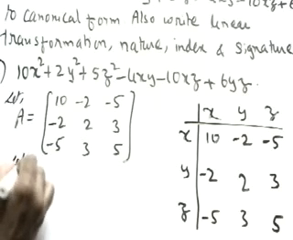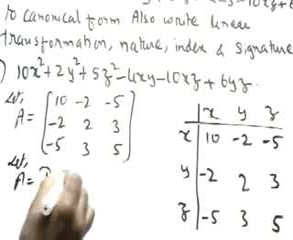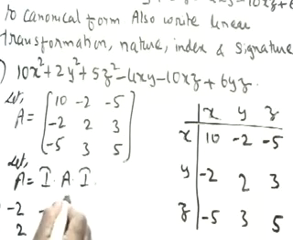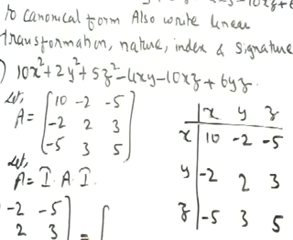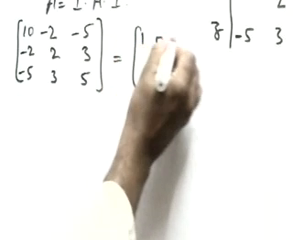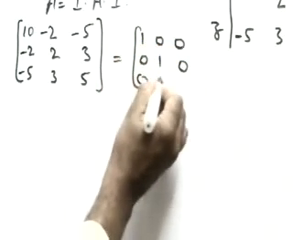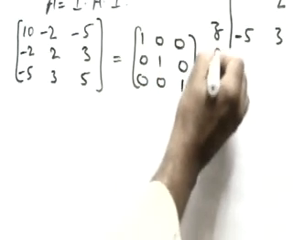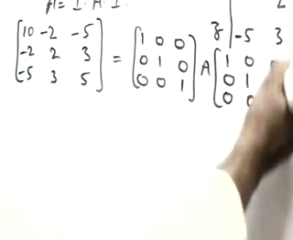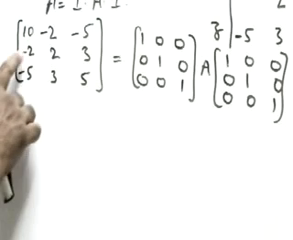Now how to start? We have to suppose A equals I into A into I. The value of A is 10 minus 2 minus 5, minus 2 2 3, minus 5 3 5, equals I. Because this is 3 by 3, we have to write a 3 by 3 identity matrix: 1 0 0, 0 1 0, 0 0 1, into A into again 1 0 0, 0 1 0, 0 0 1. Now let me start.